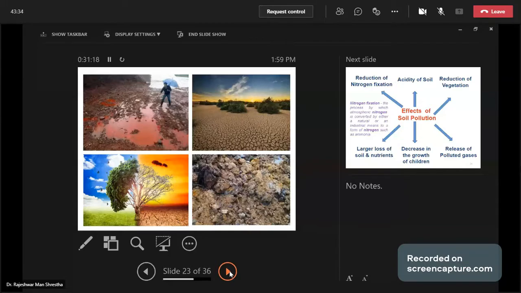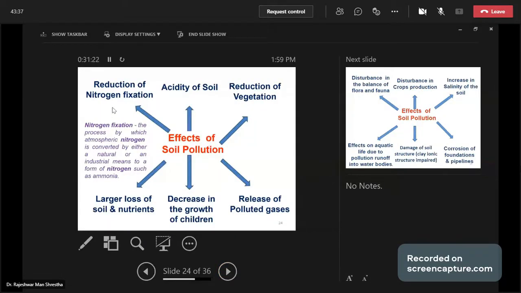Now effects of soil pollution. In case of soil pollution, there is a reduction of the nitrogen fixation process. Nitrogen fixation is the process by which atmospheric nitrogen is converted, by natural or other process, into nitrogen compounds such as ammonia, right? And acidity of soil increased due to soil pollution, and reduction of vegetation. If soil is polluted then the growth of plants will not occur regularly and there is a decrease in plant production, right?